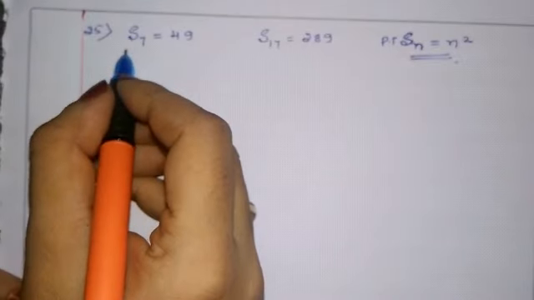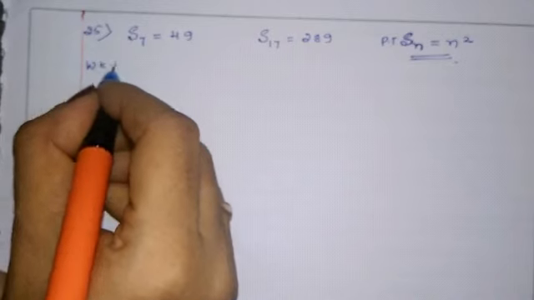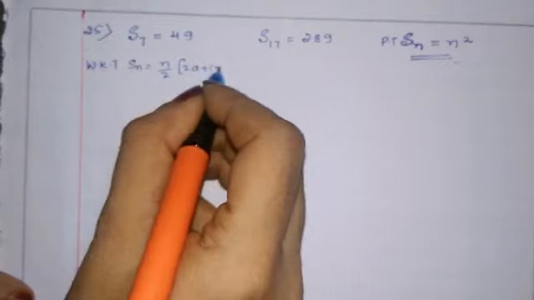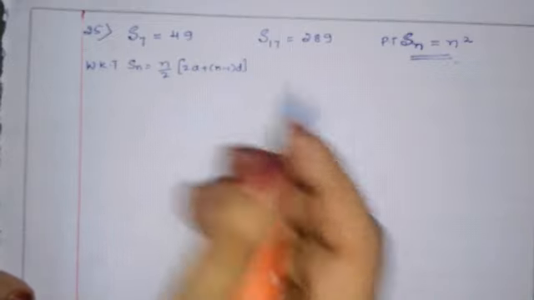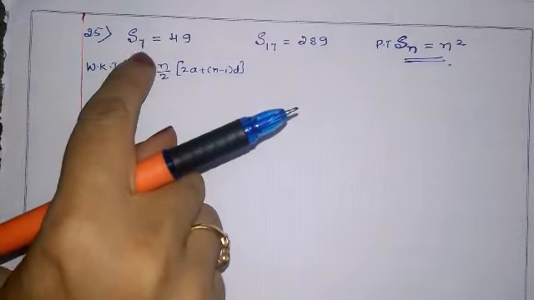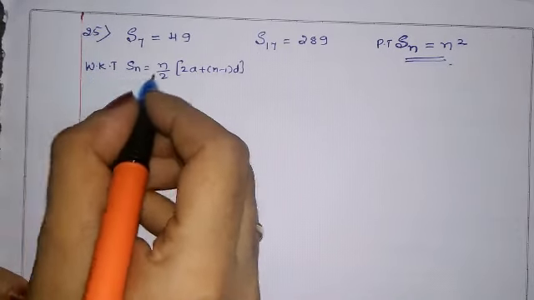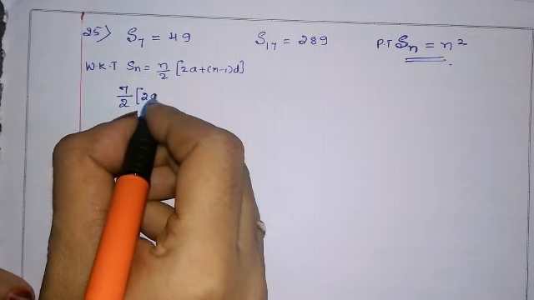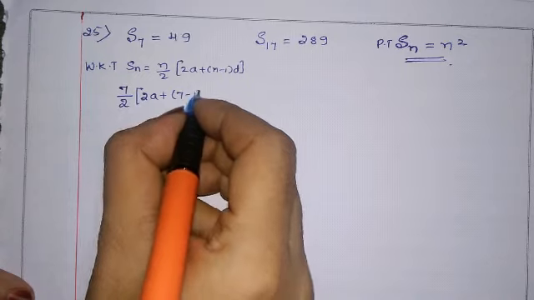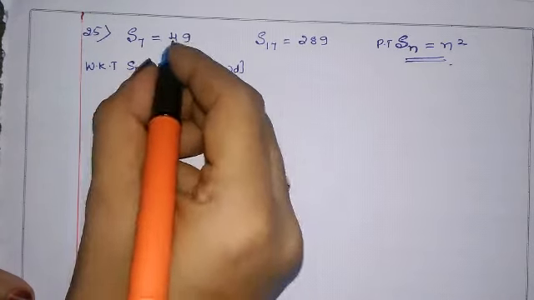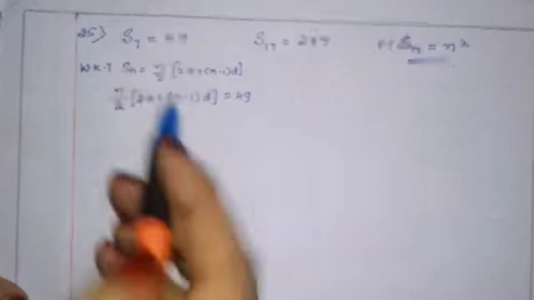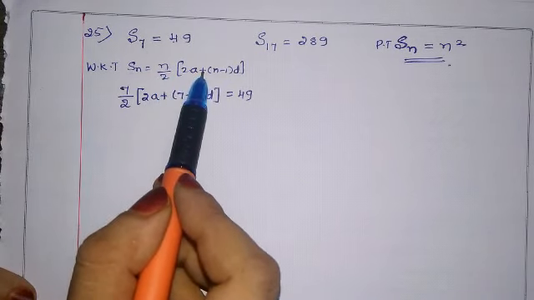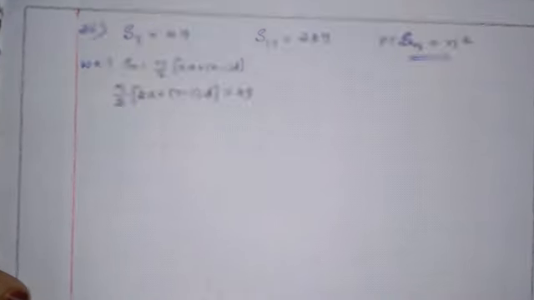Here we know the Sn formula: Sn is equal to n by 2 times 2a plus n minus 1 d. We know this formula. So in place of S7 I will write the same formula: 7 by 2 times 2a plus 7 minus 1 d is equal to 49. What I did here is, in S7's place I wrote the formula 7 by 2 times 2a plus 7 minus 1 d.